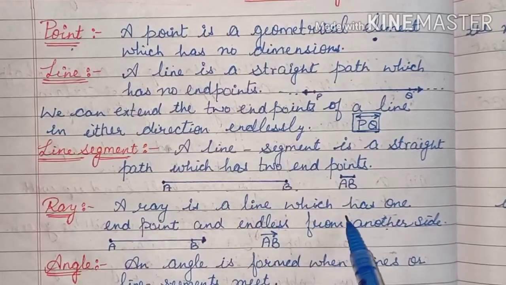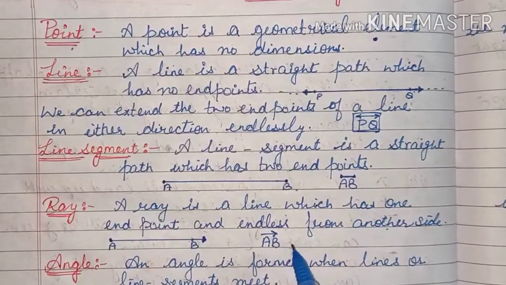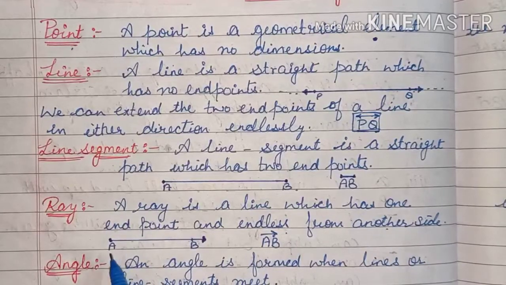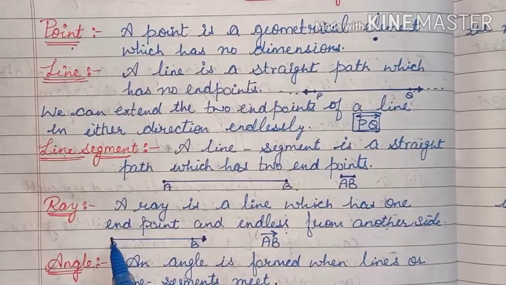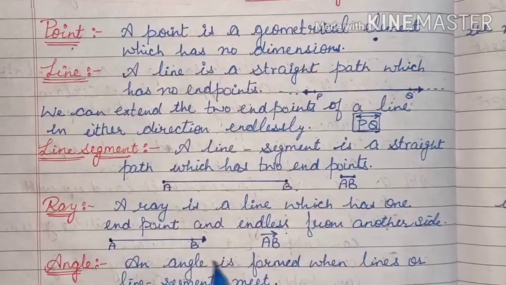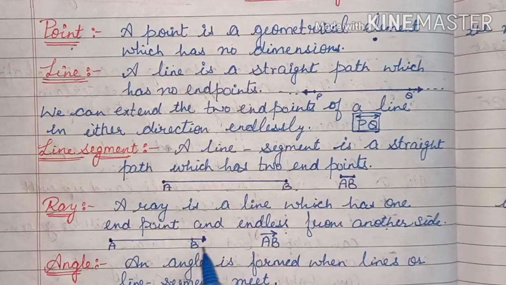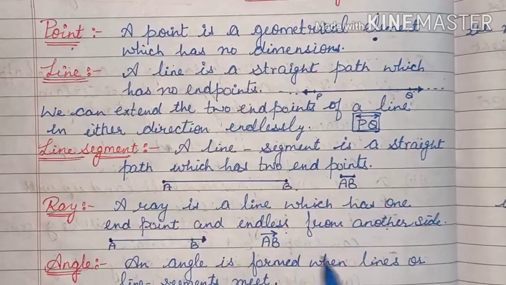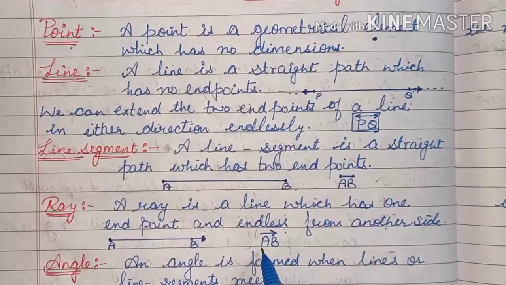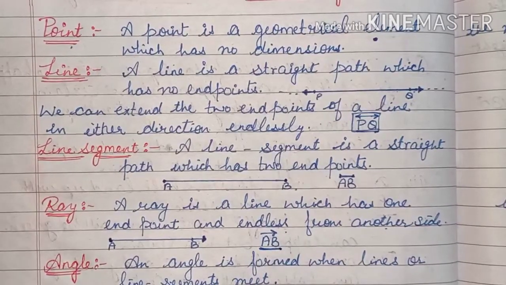Next is ray. A ray is a line which has one endpoint and is endless from the other side. So here this A is a fixed endpoint, and in this direction we can extend the line. So here we denote the ray AB like this.